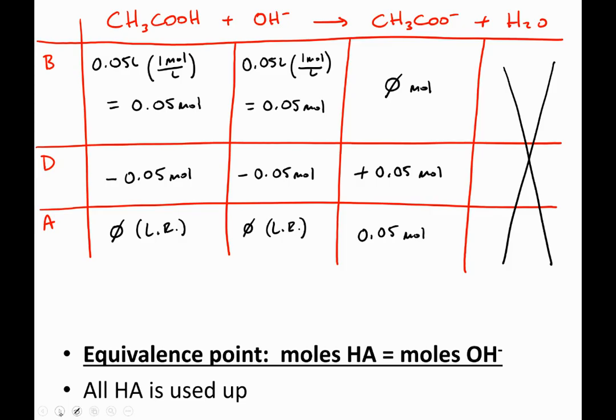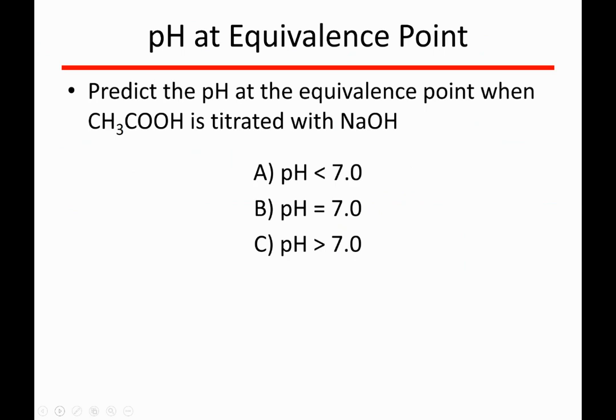I want you to think about what the major species are in this solution and make a prediction. Do you think that the pH at the equivalence point in this titration will be a number less than, equal to, or greater than 7? Take a moment to think this over and put in your answer.